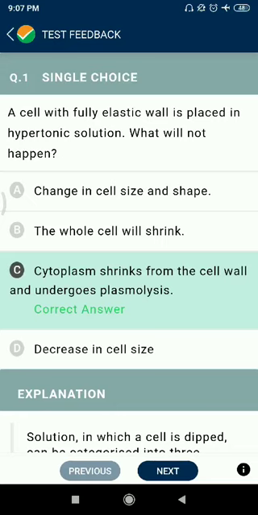A cell with fully elastic wall is placed in hypertonic solution. What will not happen? Change in cell size and shape — this will happen. The whole cell will shrink — this will also happen. Cytoplasm shrinks from the cell wall and undergoes plasmolysis. No. Decrease in cell size — this will also happen.